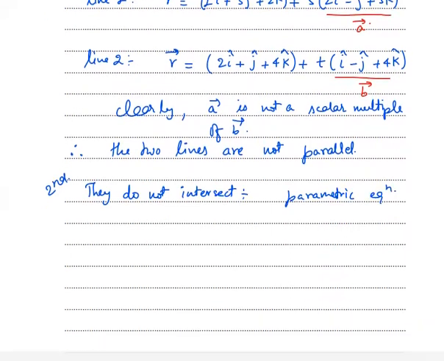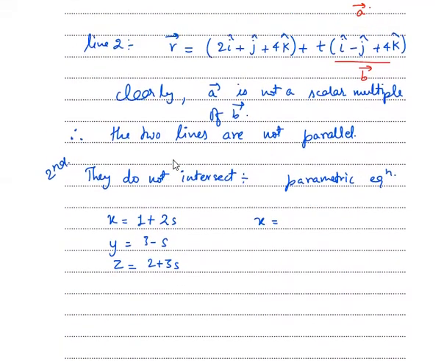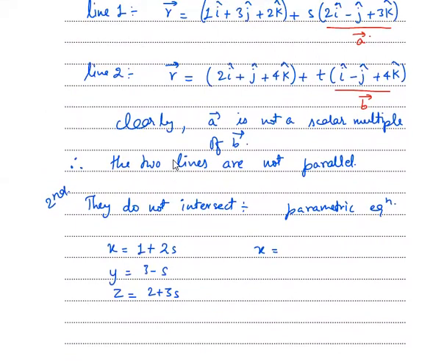and for that I need to write the parametric equation for both the lines. So if I write the parametric form for both the equations, I'll get x is equals to 1 plus 2s, y is equals to 3 minus s, and z is equals to 2 plus 3s. Okay, then for the second line we have x is equals to 2 plus t, then y is equals to 1 minus t, then z is equals to 4 plus 4t.